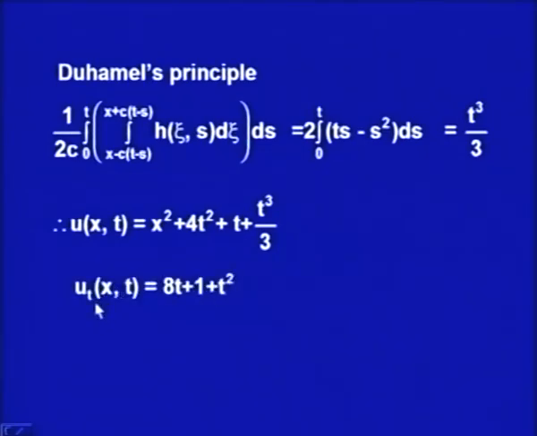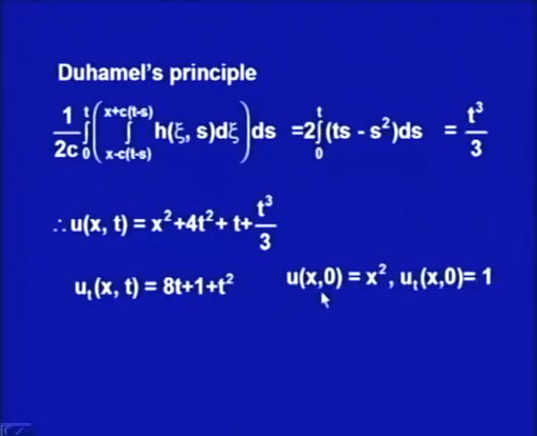And does it satisfy our initial conditions? Let us see. The derivative of this with respect to t is 8t plus 1 plus t square. So, from here you can see that the second derivative would be 8 plus 2t. So, you can just get it, that is 8 minus 8 plus 2t, that is you would get the solution as 2t.